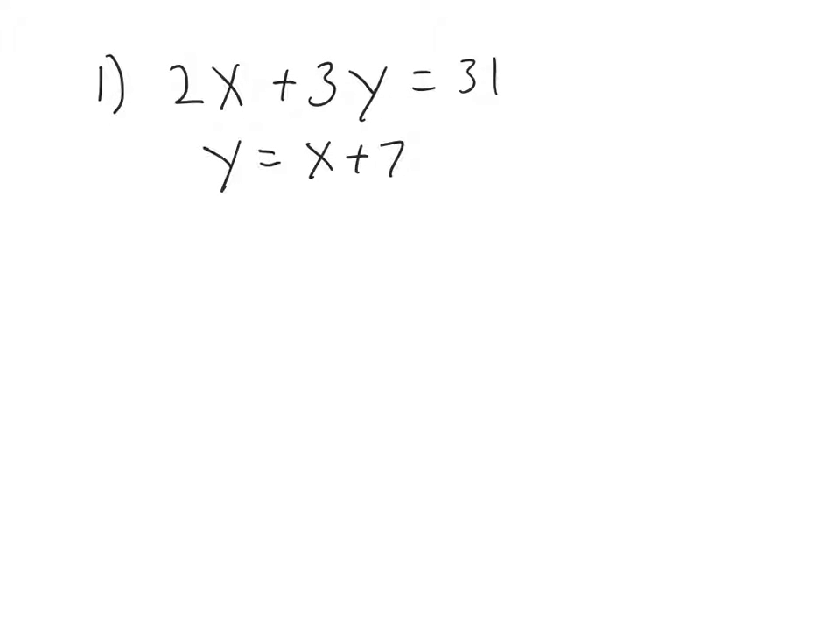This is a bell work for Friday, October 27th. On number 1, we have 2x plus 3y equals 31, and y is equal to x plus 7. So we need to figure out what x equals and what y equals.